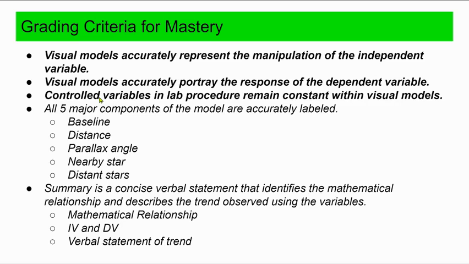In order to get a B or an A, the next 2 components need to be accurately done within your models. You need to label all 5 major components of the model accurately: baseline, distance, parallax angle, nearby, and distant stars. And you need to include a summary that's a concise verbal statement that identifies the mathematical relationship and describes the trend observed while using the variables.